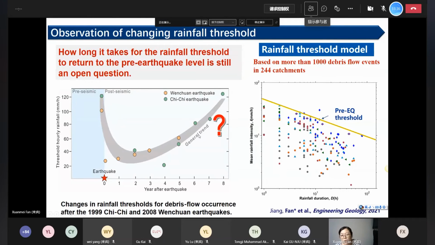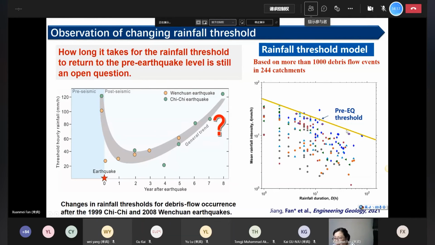And the reason for the increase, as I already explained, is the changing properties of these co-seismic landslide deposits, like grain size coarsening and revegetation. But no one has quantified how the rainfall threshold changes. So what we did is we put all these debris flow events, more than 1,000 events in more than 200 catchments after the earthquake, and tried to see whether the rainfall threshold has a pattern of change.